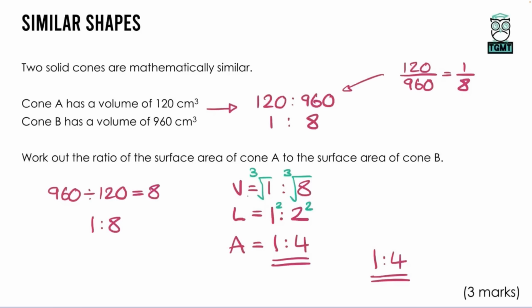You just need to be aware you can't jump straight from volume to area and straight from area to volume. You do have to go down to length. So had we have had an area scale factor to start with, we'd have gone down to length by square rooting, and then we'd have gone up to volume by cubing. So essentially exactly what we've done here, but just the squaring and cubing would be slightly different because we'd be going from area to length first, which would be square rooting, and then going to volume, which would be cubing. And there we go, that is our similar shapes question.